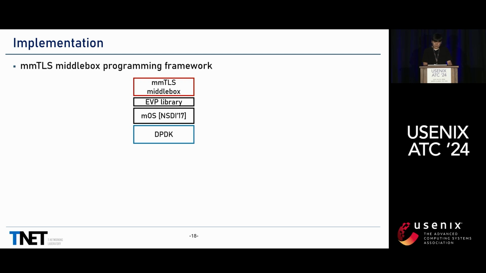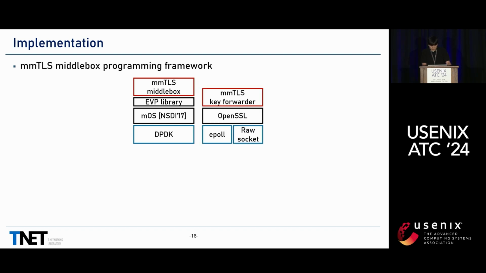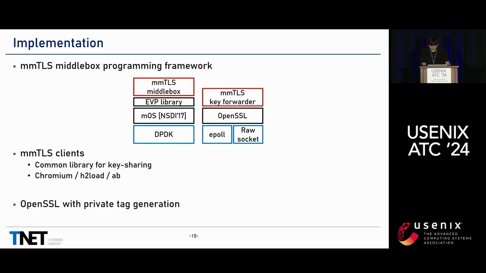We implement mmTLS by extending MOS, which is a middlebox OS that supports TCP state monitoring. mmTLS currently supports every cipher suite of TLS 1.3 and even an old one like AES CBC. The session key forwarder on the SmartNIC is implemented as a Linux epoll-based OpenSSL server. For the mmTLS clients, we built a common library for key sharing, and by linking it, any client can be easily ported to support mmTLS. We implemented private text generation using optimized GHASH instructions supported by the Intel CPU, and finally built an mmTLS-ported nginx server.